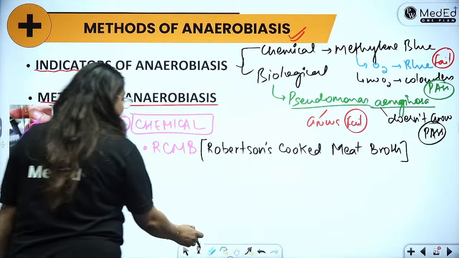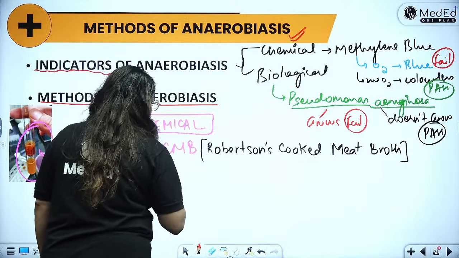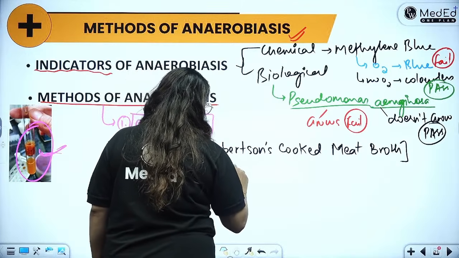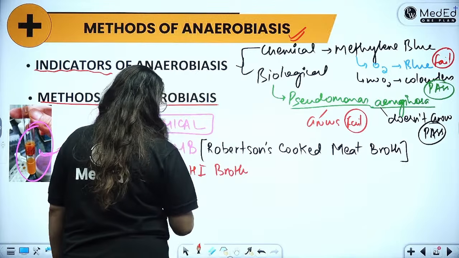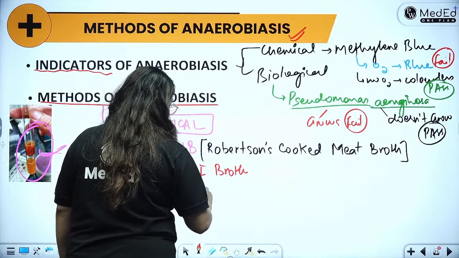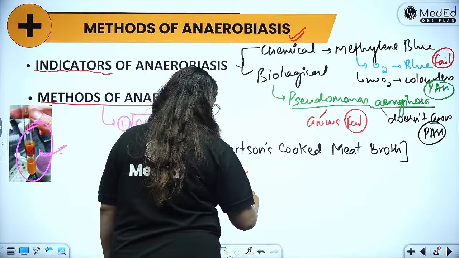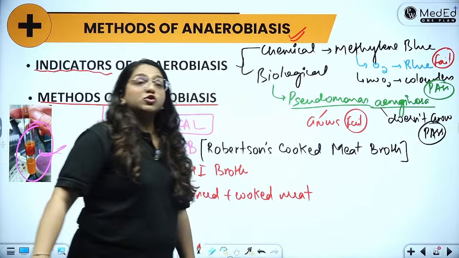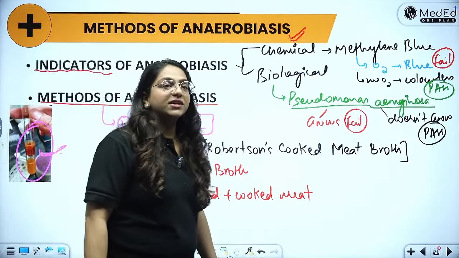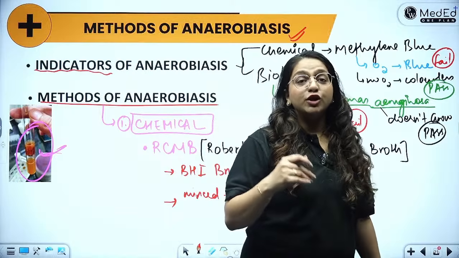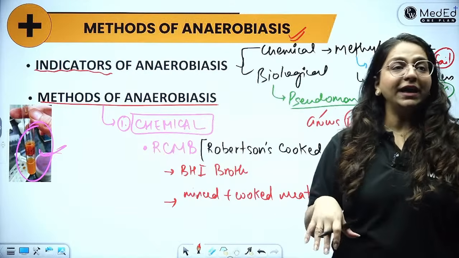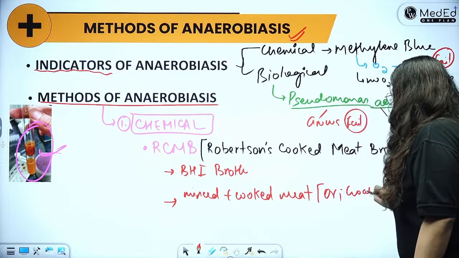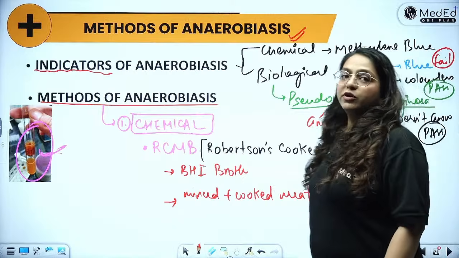What all is there inside this medium? Inside this, there is BHI broth, brain heart infusion broth, and there is the minced plus cooked meat particles. So what is the use of both? Brain heart infusion is the beef heart and the calf brain, and the cooked meat is of the ox or the goat heart. Ox or the goat heart is what is used for the meat inside it.